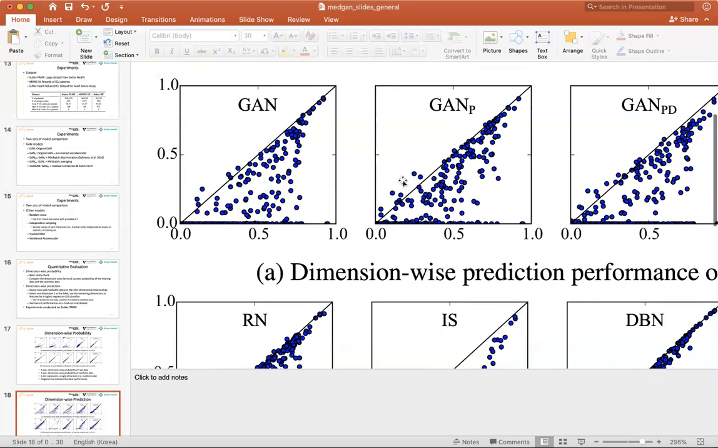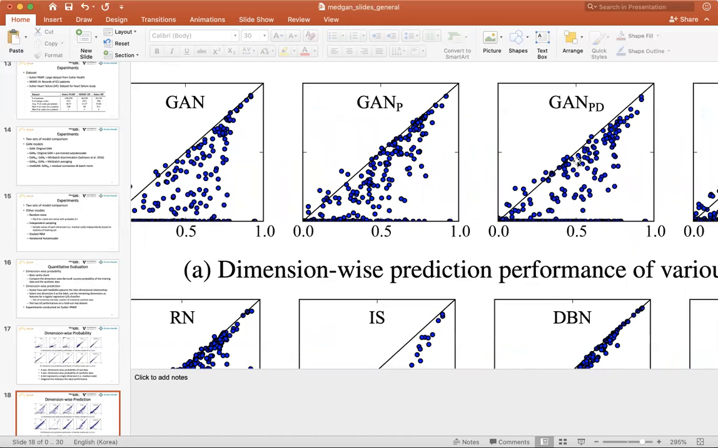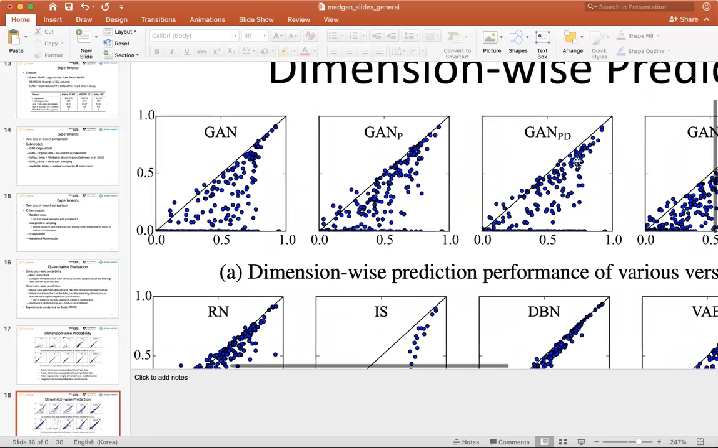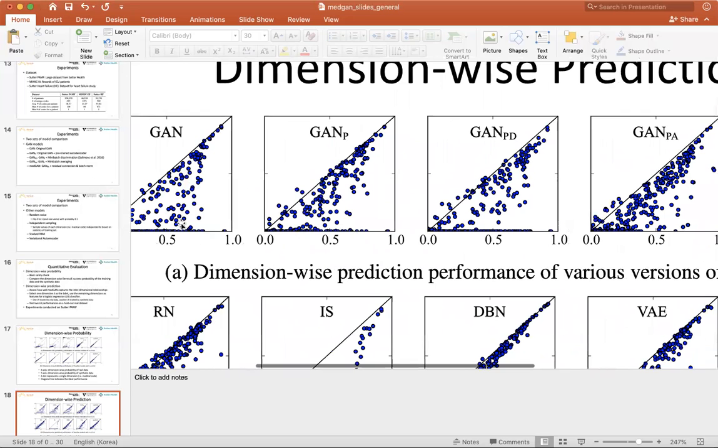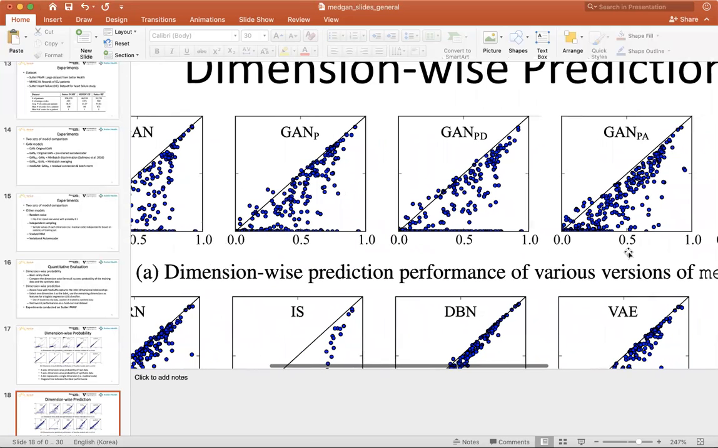And then if you use a pre-trained decoder, then it is picking up a bit. At least some of the dots that were sticking to the bottom are kind of lifted. And then using mini batch discrimination, I don't think there's any qualitative change. Here, if you use mini batch averaging, then you can see that the dots that were sticking to the bottom, at least some of them are up here.